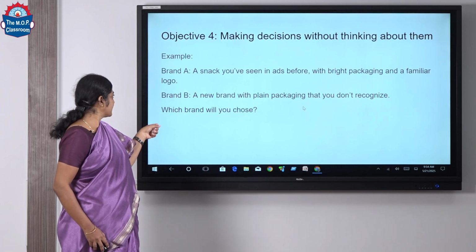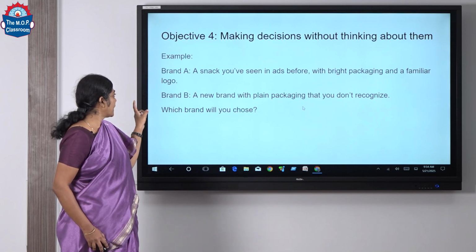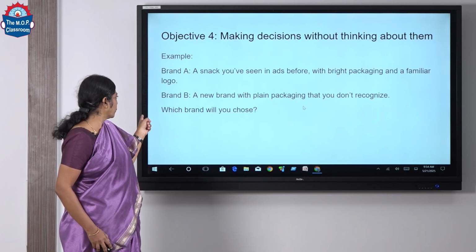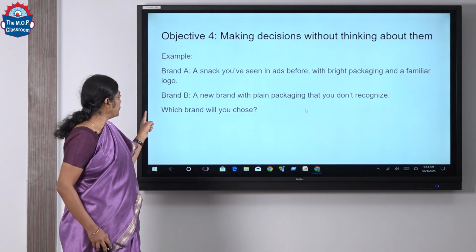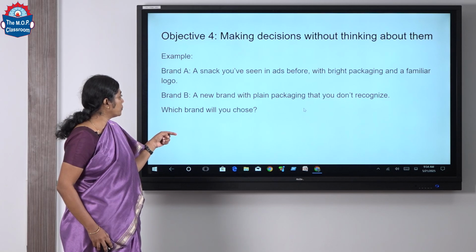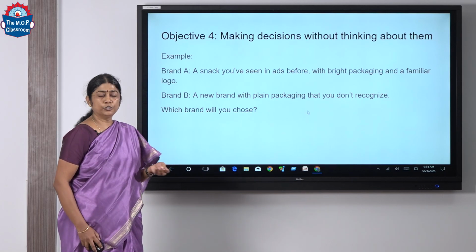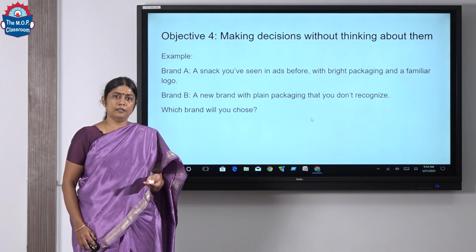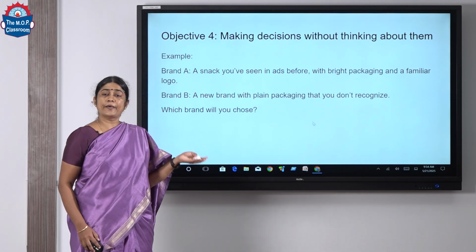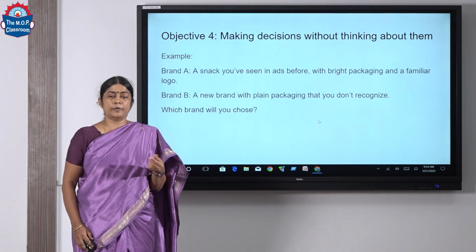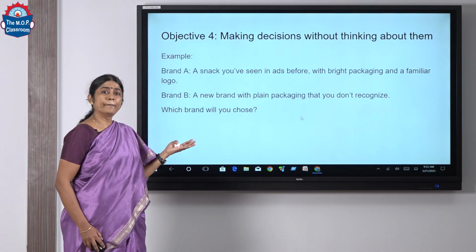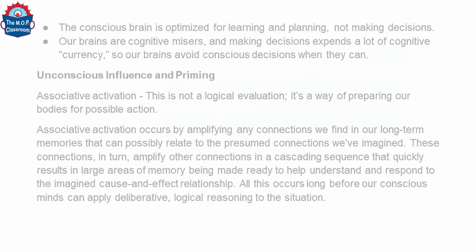So you have an example over here. Brand A: a snack you have seen in ads before, with bright packaging and a familiar logo. Brand B: a new brand with plain packaging that you don't recognize. Which brand will you choose? So obviously people will go for brand A. Can you think why? It's because it is more familiar and more attractive. Remember the familiarity concept? So that's how priming works. So people get attracted to something that's more familiar, fluent and efficient.